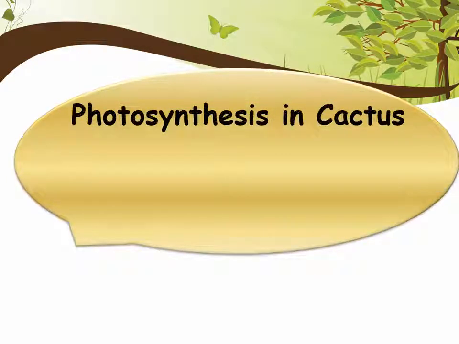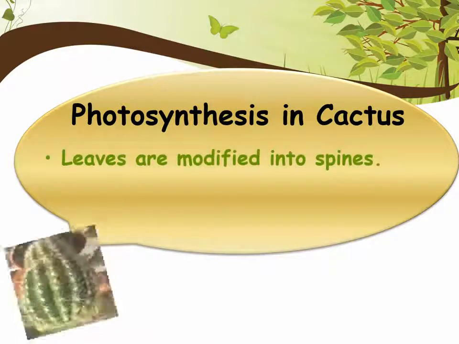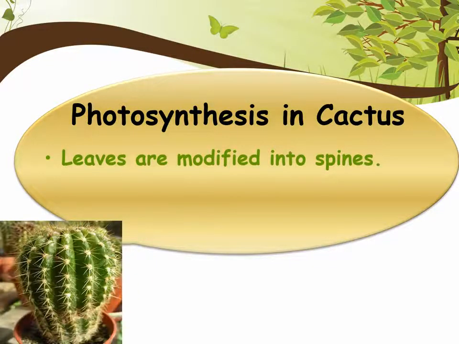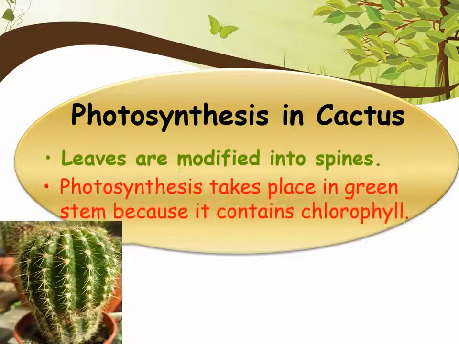Do you remember the adaptation of cactus plant to survive in desert? Their leaves get modified into spines, but they still exist and photosynthesis also takes place in them. Their green stem produces the food for the plant.